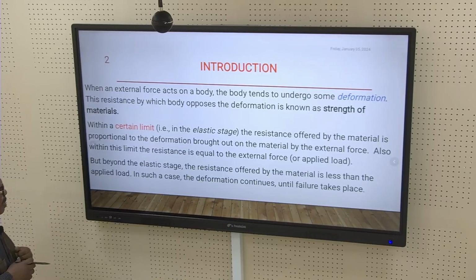Within a certain limit, the resistance offered by a material is proportional to the deformation brought out on the material by external force. A material, once subjected to external force, tends to undergo deformation. The atoms within the object tend to undergo deformation because of the external force. But beyond the elastic stage, because each body has a certain elastic property, the resistance offered by a material is less than the applied force. In such a case, the deformation continues until failure takes place.